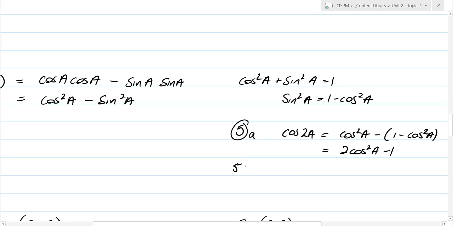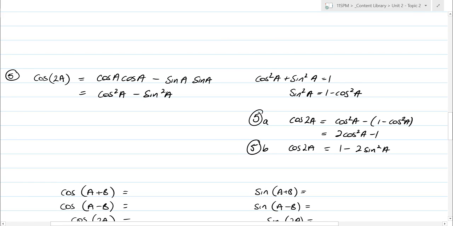And 5B, for the same reason, but instead of taking out the sine squared A, I take out the cos squared A, I get cos 2A can also be written as 1 minus 2 sine squared A. So we've got these 2 little sub-rules that occur in rule number 5.